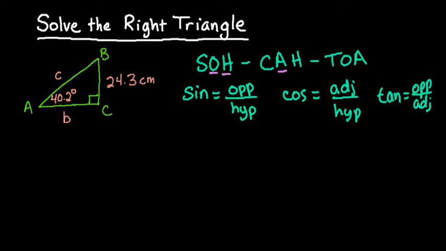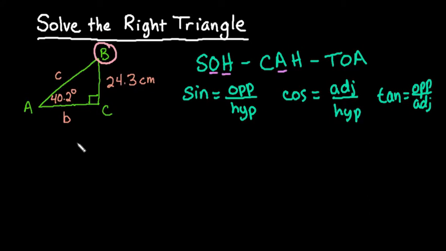Whenever it says solve the right triangle, that means find any missing information. So one of the things that we are missing is angle B. When we go to find this angle, remember that all angles in the triangle add up to 180 degrees. Since this angle is 90 degrees, that means that only 90 degrees is left. So these two angles are complementary.